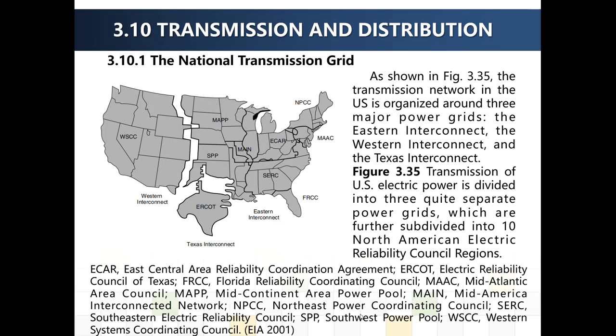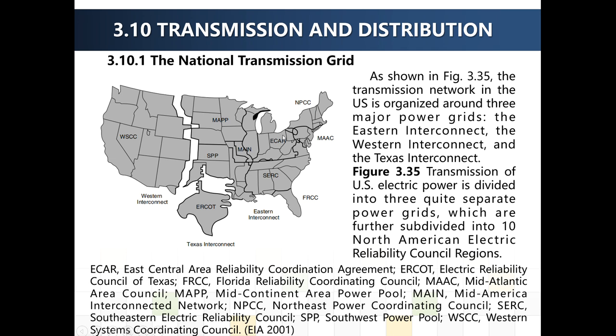Section 3.10.1, the National Transmission Grid. As we can see from Figure 3.35, the transmission network in the United States is organized around three major power grids: the Eastern Interconnect, the Western Interconnect, and the Texas Interconnect. The transmission of U.S. electric power is divided into three quite separate power grids, and further divided into 10 North American Electric Reliability Council regions.